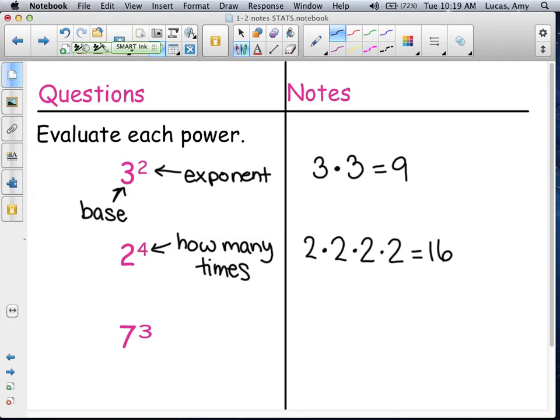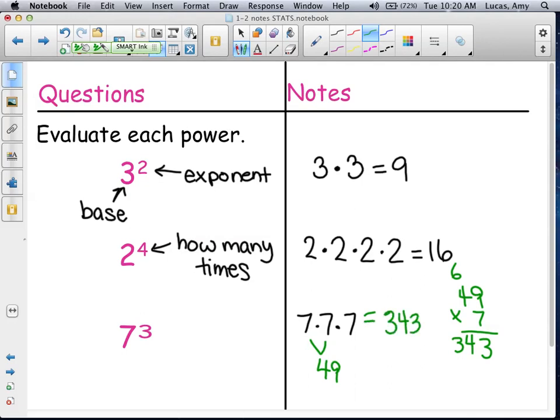And then 7 to the third power would be 7 times 7 times 7. And if you're not so good at multiplying such large numbers in your head, 7 times 7 is 49. It's okay to write it out and multiply it. 49 times that last 7. 9 times 7 is 63. 4 times 7 is 28. Plus 6 is 34. So 7 to the third power is 343.